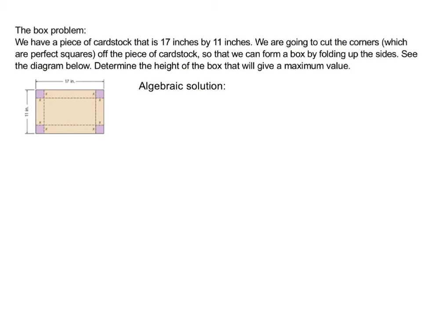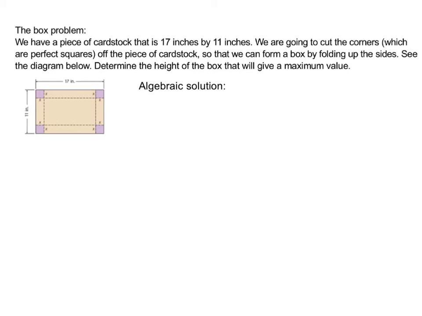So here's a traditional optimization problem, the box problem. Most of you have at least seen this problem before, but if you haven't, we're going to go over it here. This is where you are given a rectangular piece of cardstock, and it's got some dimensions. This one is 17 by 11. And the problem is that you're going to cut squares out of the corners. See the picture? Cut the same size squares out of the corners, so that when you fold up these edges, it makes a box without a lid.